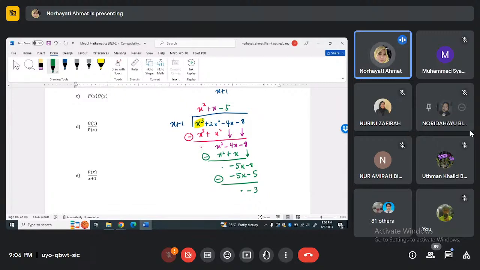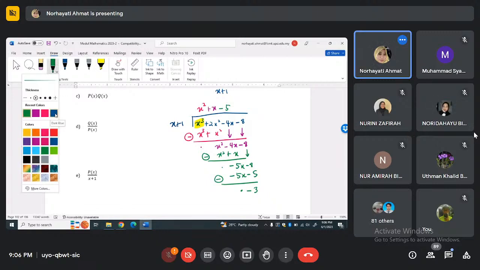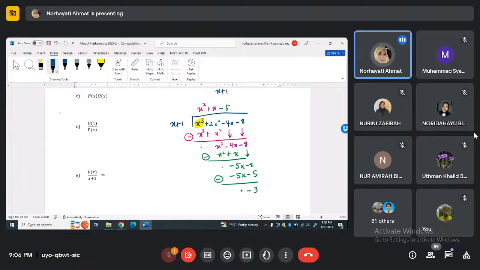Okay, so what is the answer? The answer is we take the polynomial here as the first part, x square plus x minus 5, and then the remaining term is negative 3. So negative 3 over x plus 1.